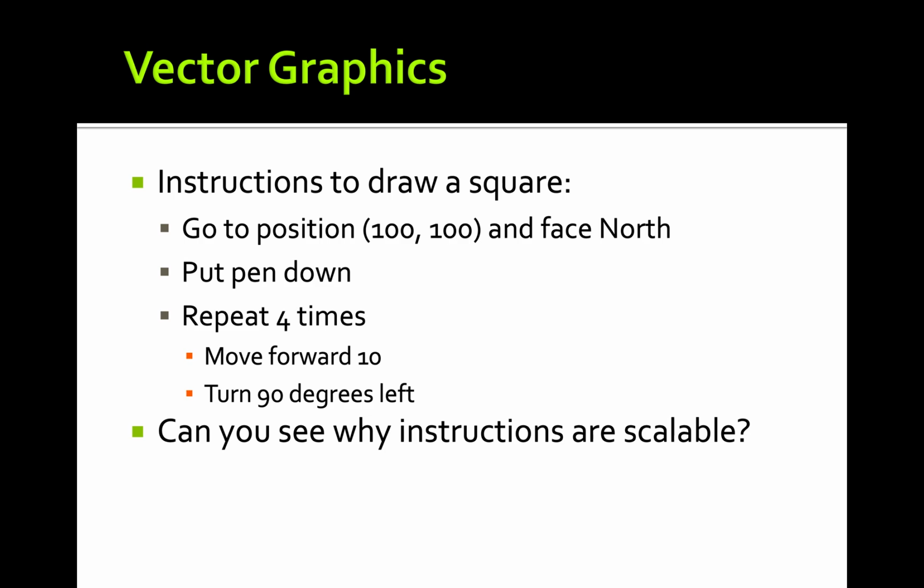So vector graphics contain the instructions to draw a square. For example, go to a position. When we want to draw a square, what is the algorithm that we can use? Go to a specific pixel location and face north, face south, face east, face west, and then pen down, repeat 4 times, move 10 times, and so on. So we are drawing that particular shape just like with our pens.